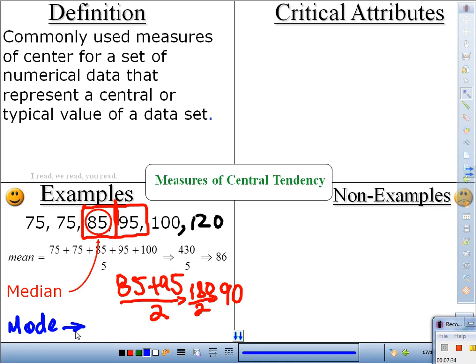That's what people saw most often. By looking at that data, tell them what the mode is. That is correct. The mode is 75 because that's what's happening the most often. Does that make sense?